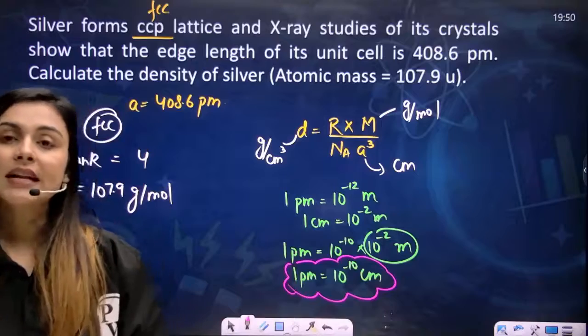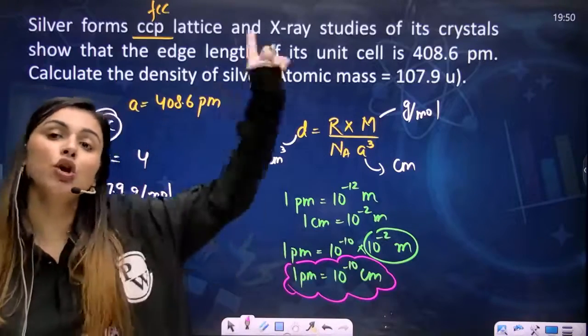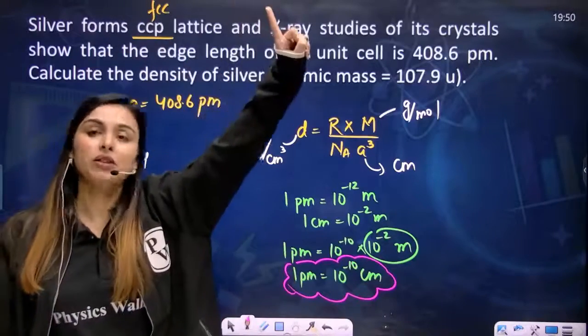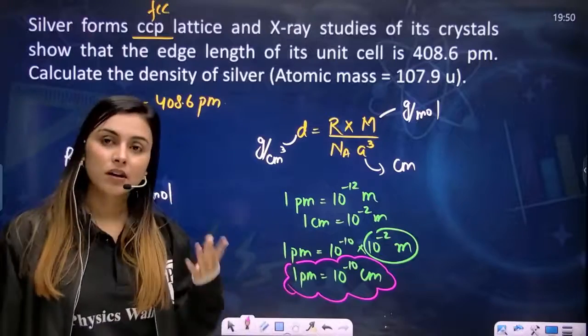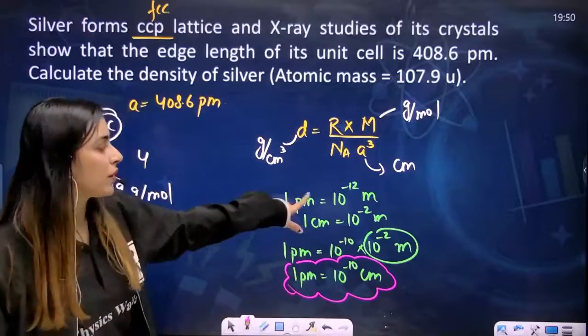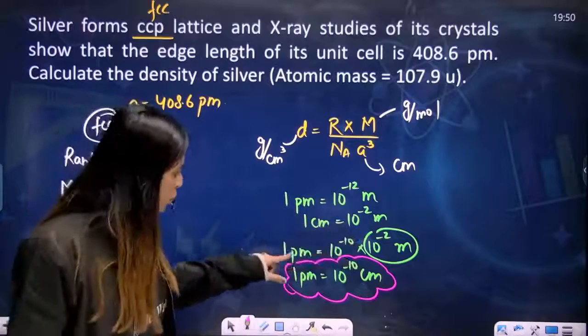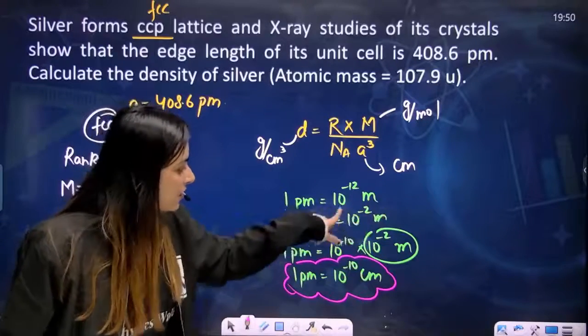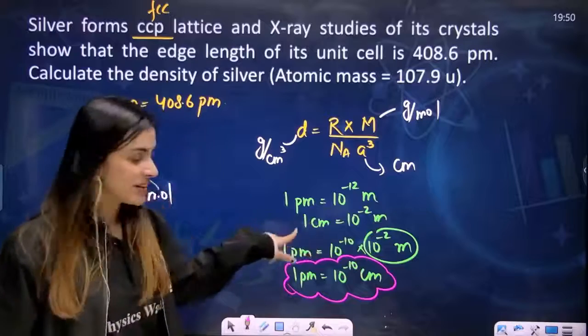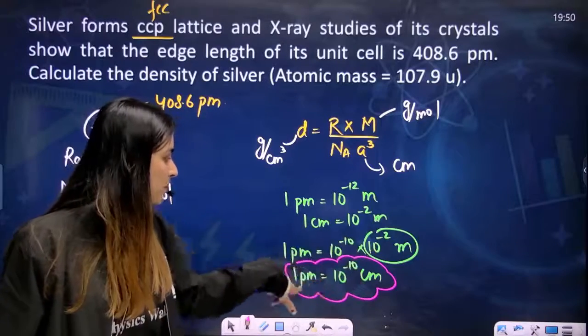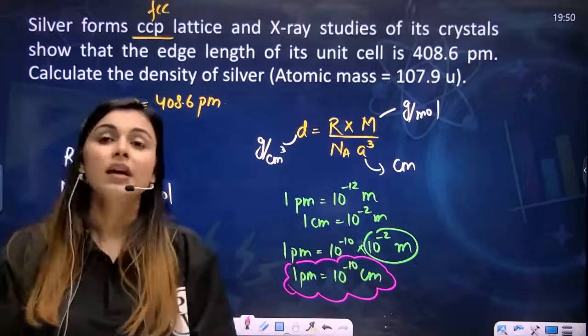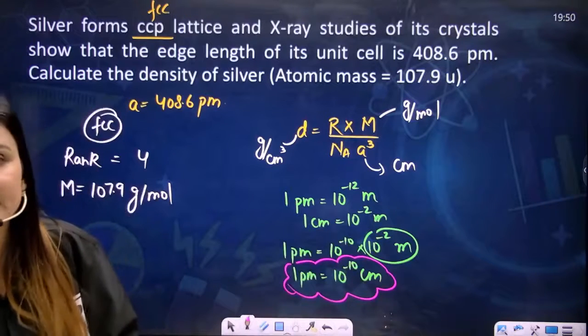This is something which you should know, or you should know how to calculate it. These are the things which you have studied in the mole concept chapter in your 11th. If you want to revise it, then you write the relation here: 1 centimeter is equal to how many meters? You open it out and you can say that 10 raised to the power minus 2 meter can be written as 1 centimeter. So you got 1 picometer equal to 10 raised to the power minus 10 centimeters.